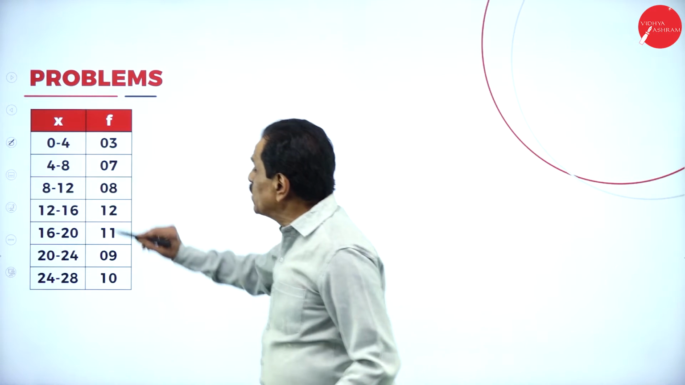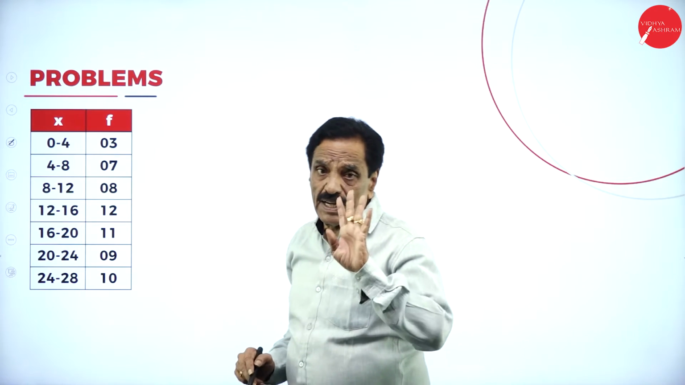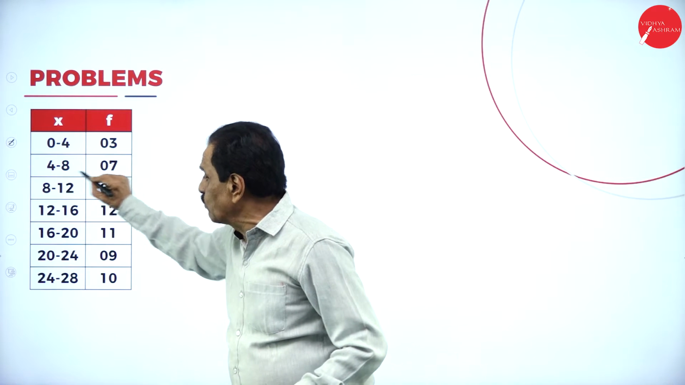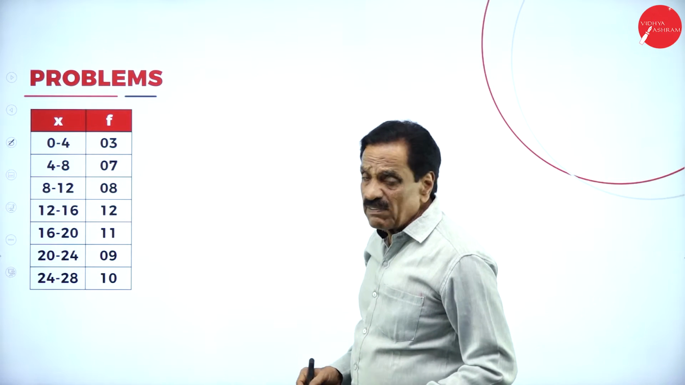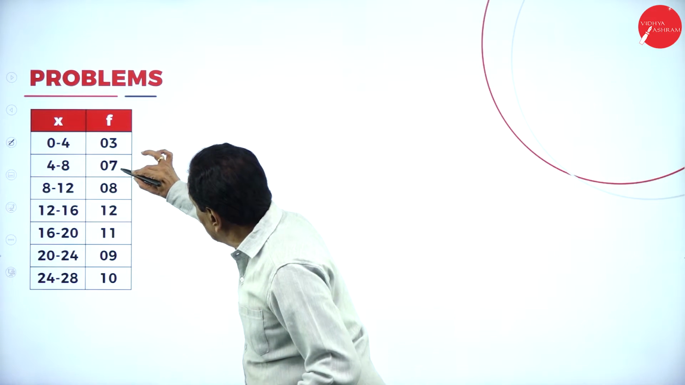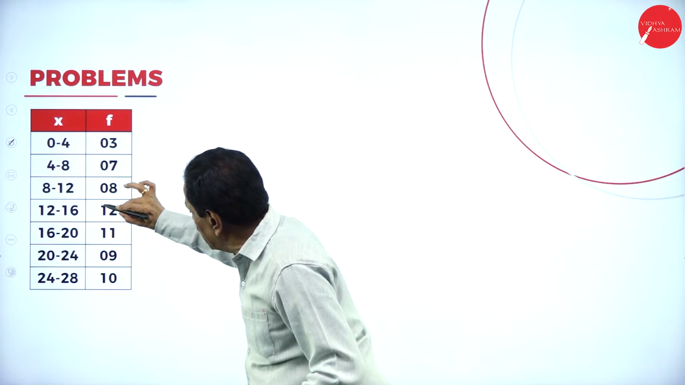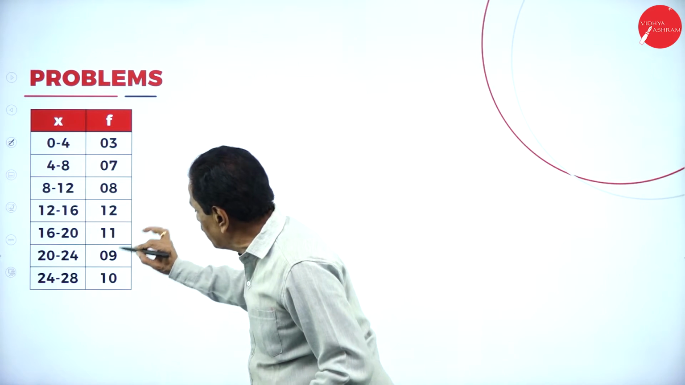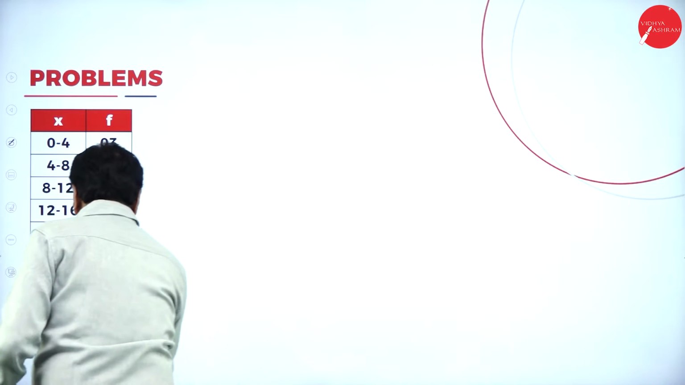Your problem is 0 to 4, so the class interval is 4. 0 to 4, 4 to 8. Add the frequency. First step: 3, 7, 10, 18, 30, 41, 50, 60. N is equal to 60.